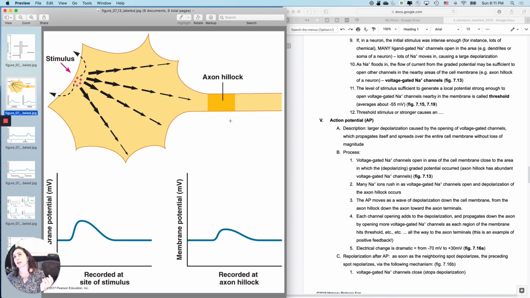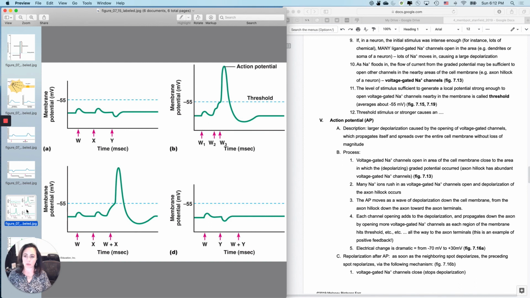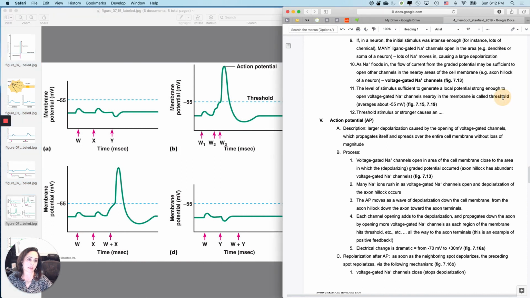So thus far we have involved leak channels and we have involved gated channels, but let's call them ligand-gated channels to separate them from what we're going to do next, which will be the voltage-gated channels. Okay, so if you open the next one, you will get a new kind of potential. And that magical thing that opens the new kind of channel is called threshold. So I'll stop there and then we'll do action.